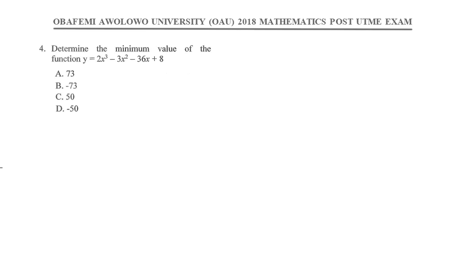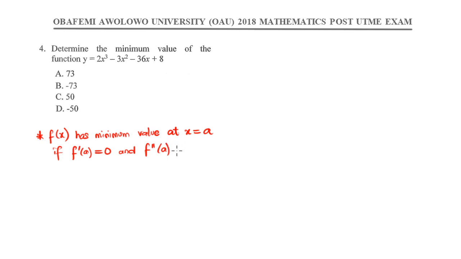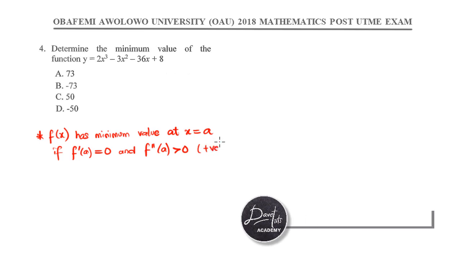In this question, we are to determine the minimum value of the function y is equal to 2x raised to the power 3 minus 3x raised to the power 2 minus 36x plus 8. Now, the question before us is, how do we get the minimum value? As a rule of thumb, a function of x has minimum value at x is equal to, let's say, a if two conditions are met. The first is that the derivative of the function when we input the value of a is equal to 0, and the second derivative is positive, that is, it is greater than 0.